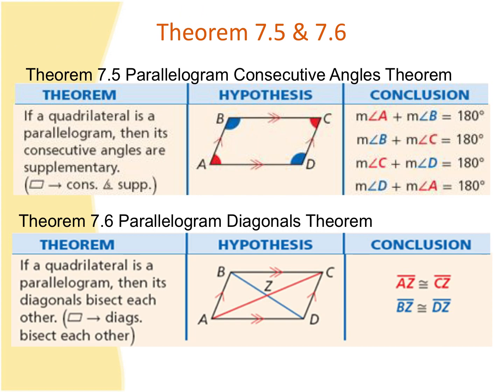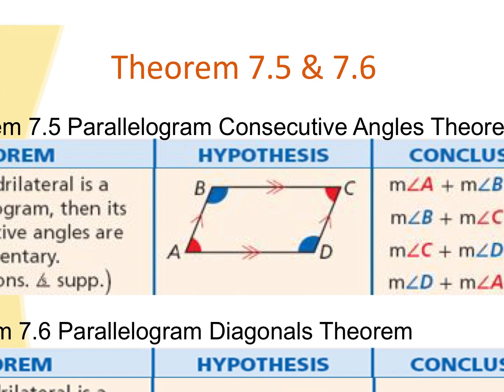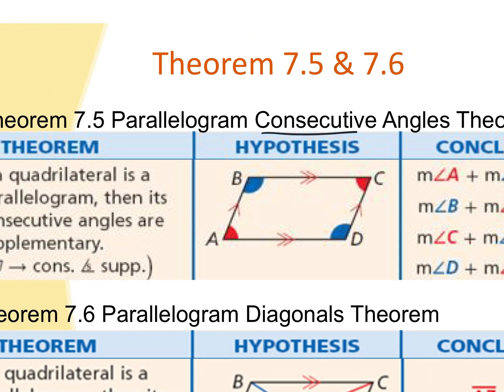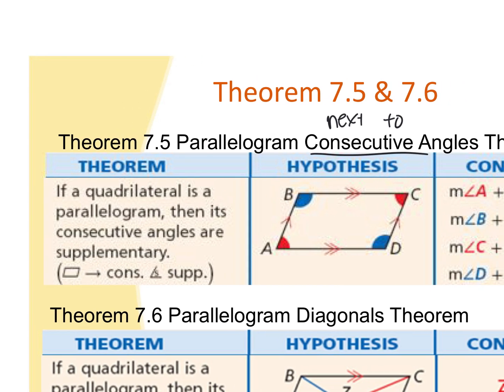Next two theorems. There's 4 in total, so these are the last 2. Whoever's making the Quizlet, this is where you're going to generate 4 of your new Quizlets, your new flashcards. This third theorem is the consecutive angles theorem. Now, guys, consecutive means next to, or adjacent. It's in order, it's in line, it's going from one to the next one. So consecutive angles must be supplementary in parallelograms.